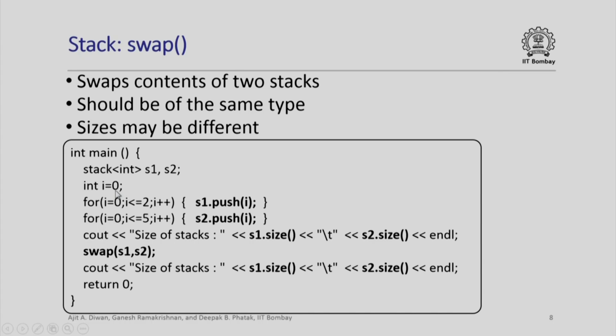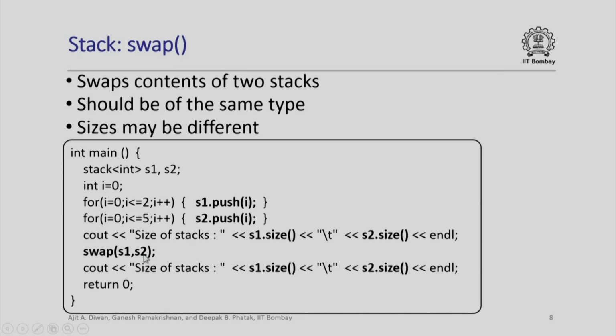Notice what I am doing, I am setting up an iteration to insert an integer value I in S1 successively. So, this will push 0, 1 and 2. The next iteration onto the other stack pushes values 0, 1, 2, 3, 4, 5. Notice that S1 now has a size 3, S2 has a size 6. These are 2 different stacks, each of the type integer. The size of the stacks displayed here will be 3 and 6 respectively.